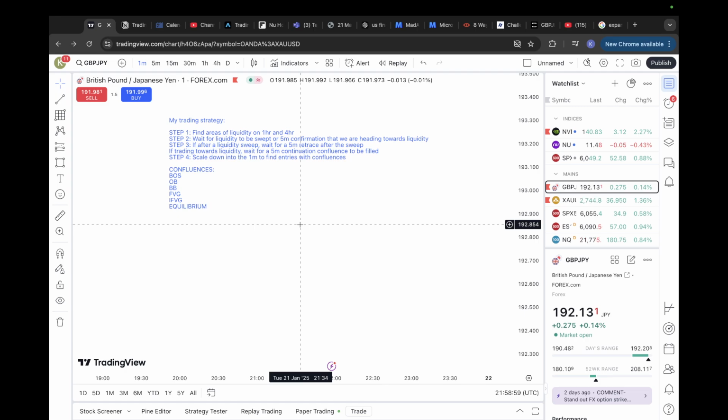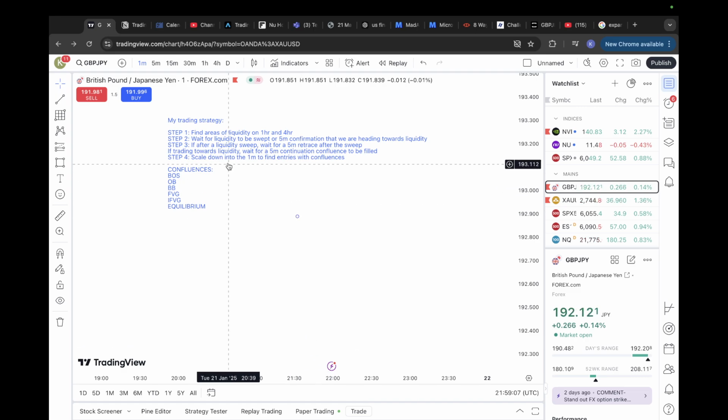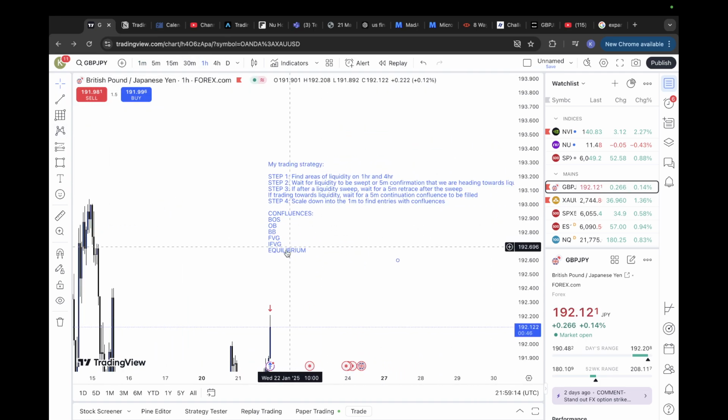It's a 4-step strategy that can be broken down into 4 steps with certain confluences. So we'll start off with step one. You can see it's finding areas of liquidity on the 1 hour and the 4 hour. It's probably better if I do this on the 1 hour.